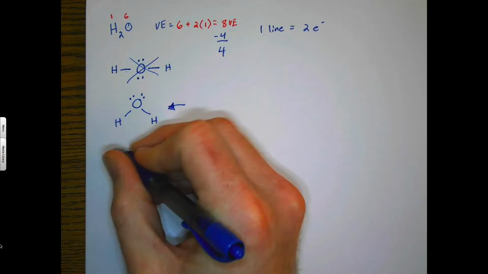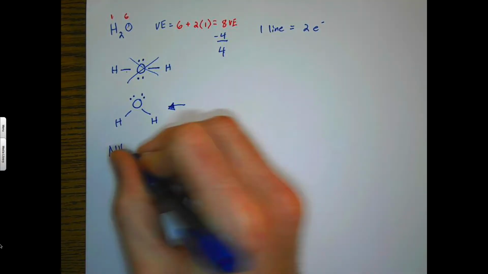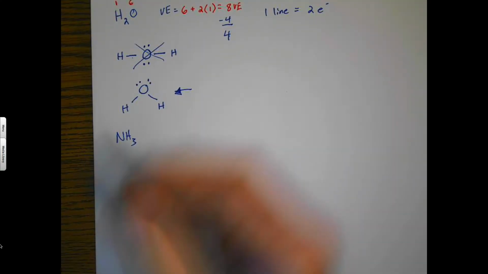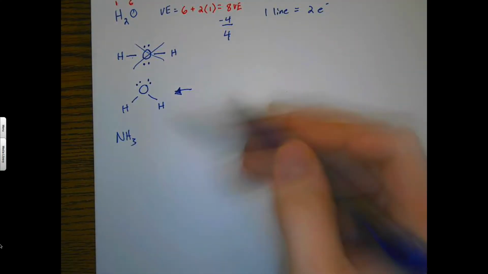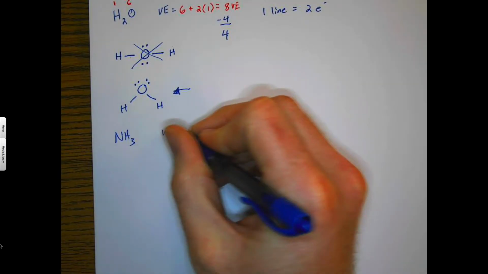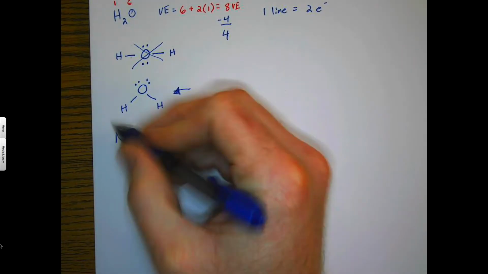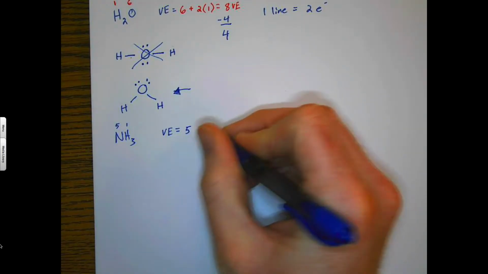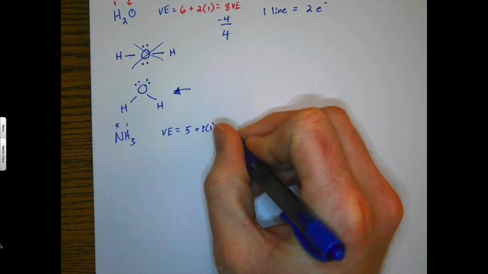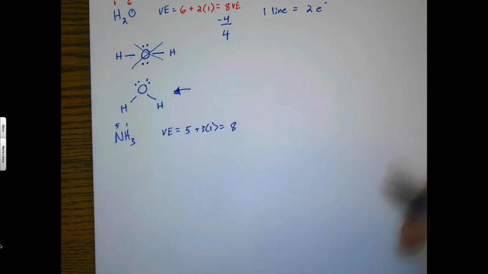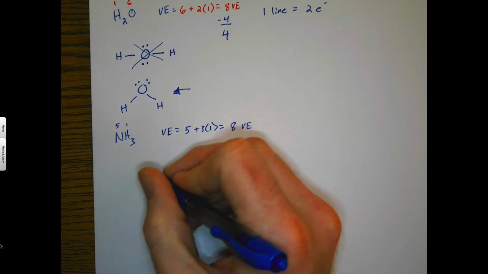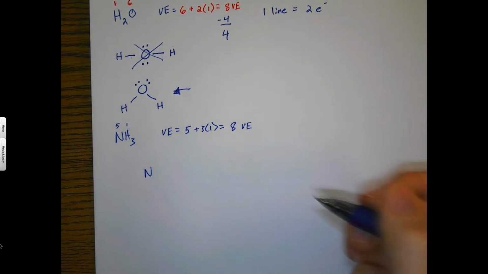Now let's take a look at NH3, ammonia. So this one's kind of similar to water, except now you have 3 hydrogens. So let's count the valence electrons here. Nitrogen has 5, and then hydrogen still has 1, so we're going to do 5 plus 3 times 1, and so we'll get 8 total valence electrons to play with. Again, we have 8. So nitrogen is in the middle.